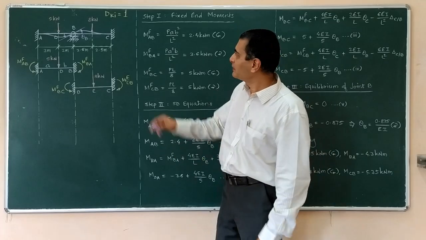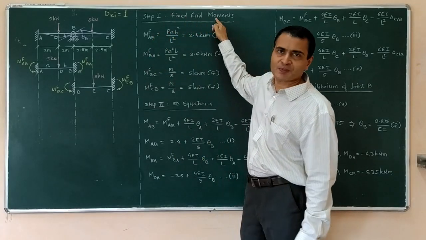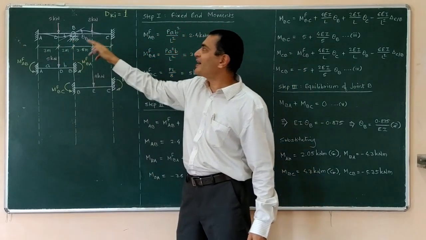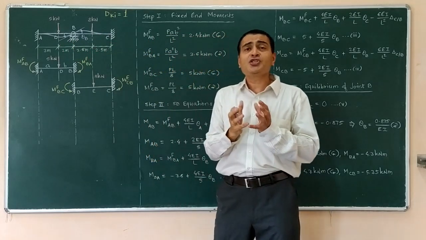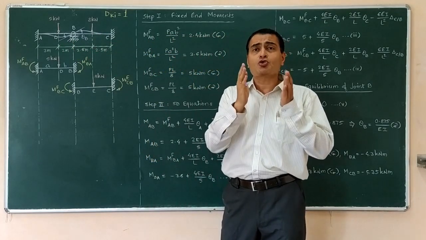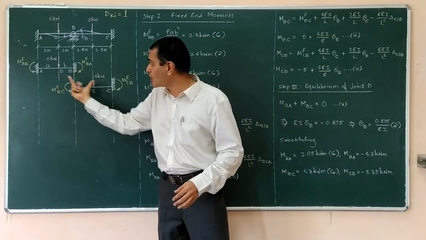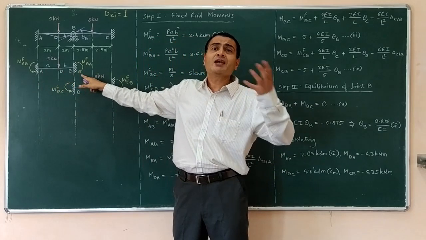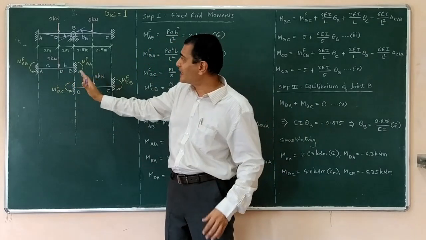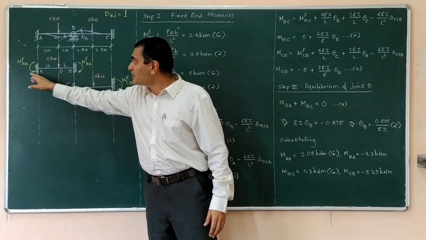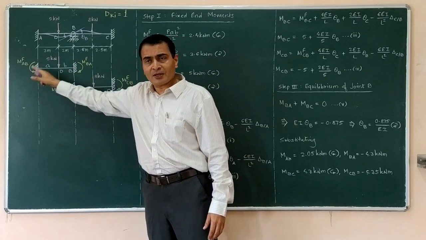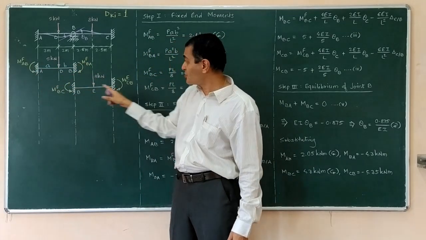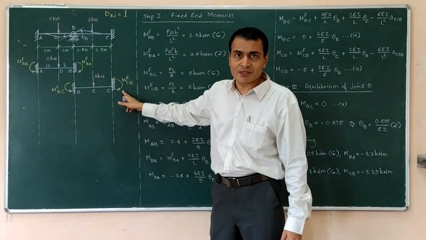As step 1, I am writing fixed end moments. So what are we doing? We are restraining each joint. A and C are already fixed. The hinge or the roller support B we are assuming to be fixed. So those are the two diagrams, and then we are finding out the contribution to the end moments due to loads alone. That's why we are restraining joint B. This is fixed end moment M_FAB, fixed end moment M_FBA, fixed end moment M_FBC, fixed end moment M_FCB.